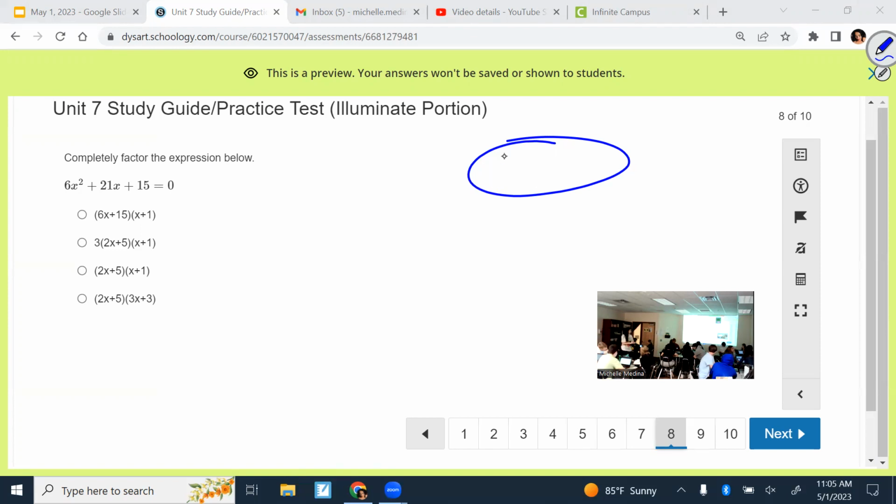I can't quite hear you guys. What is it? GCF is what you always look for first. There is not always a GCF, but if there is one, you do have to factor it out. Because if you just went straight to diamond method, you would not have gotten the right answer. So, is there a GCF between 6, 21, and 15?